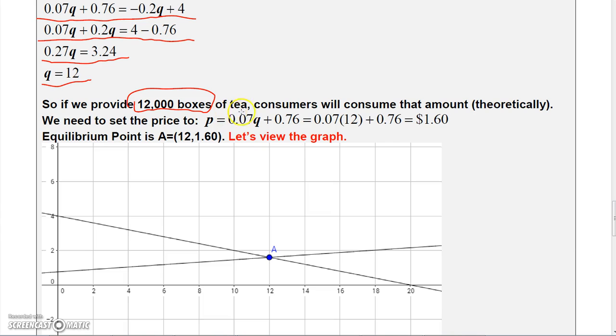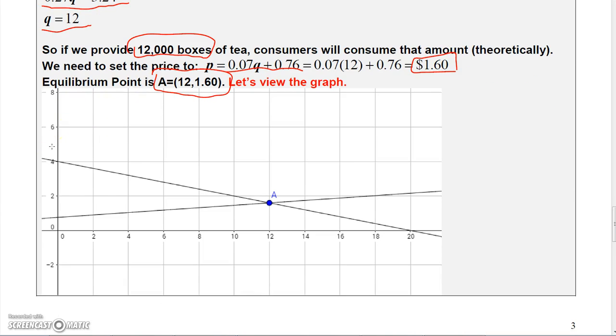Now, to set the price, just take this 12 and plug it back into one of these equations. So I'm going to plug it into this one. 0.07 times 12 plus 0.76 gave me $1.60. So the equilibrium point is Q is 12 at a price of $1.60.